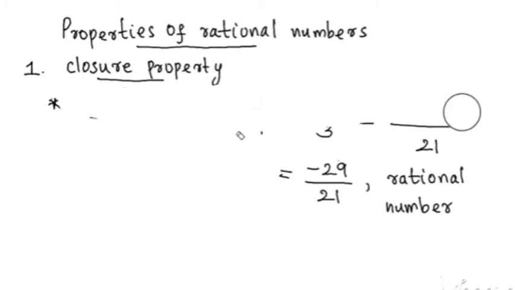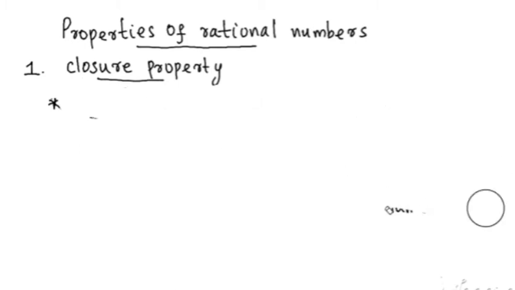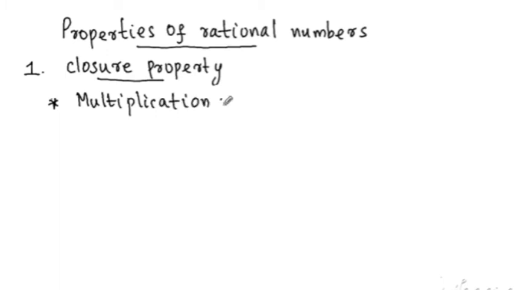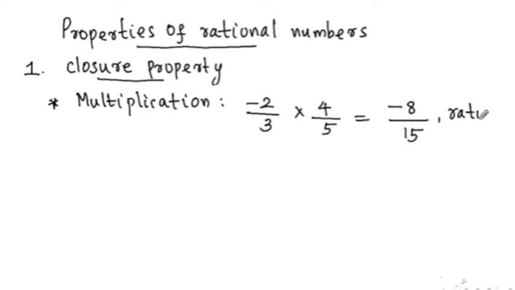Okay, then we can move on to multiplication. Similarly, we have to verify that if you multiply two rational numbers, the solution will be a rational number. In order to verify the closure property of multiplication, we can take the numbers negative 2 by 3 and 4 by 5. Multiplication is the same as multiplying numerator and multiplying denominator. So negative 2 times 4 is negative 8 divided by 3 times 5, that is 15. So you can see that is again a rational number. So if you multiply two rational numbers, you will obtain a rational number.